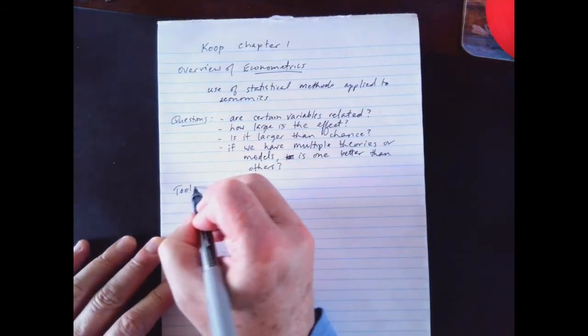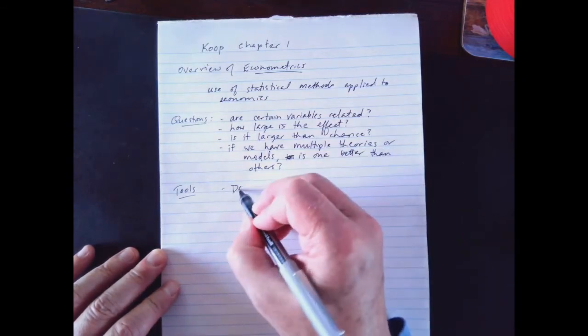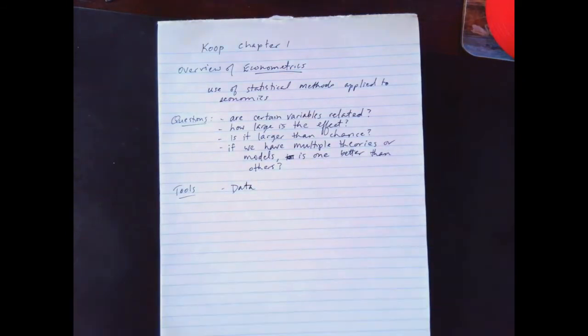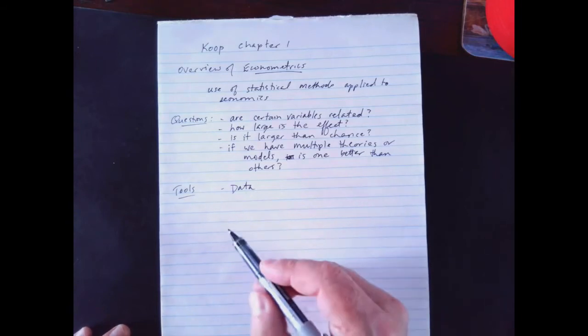The tools at our disposal. Well, if you're going to do econometrics, you need to have data. And as part of your setup for this course, I've told you to download a handful of spreadsheet files or CSV files. No, you're going to download the Excel files and convert them to CSV files from the course website.